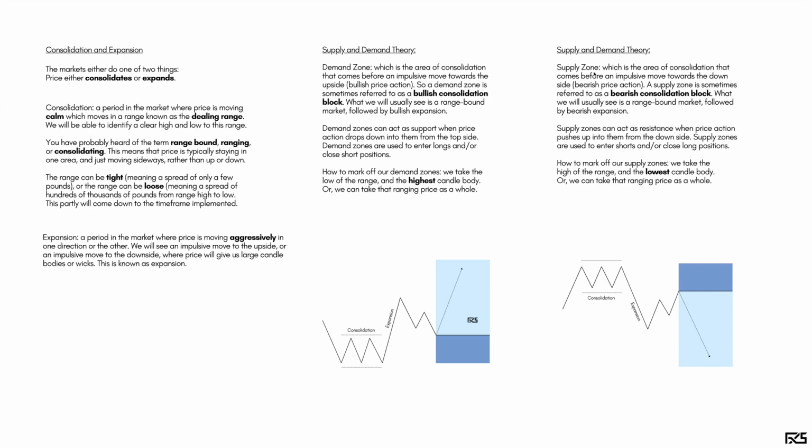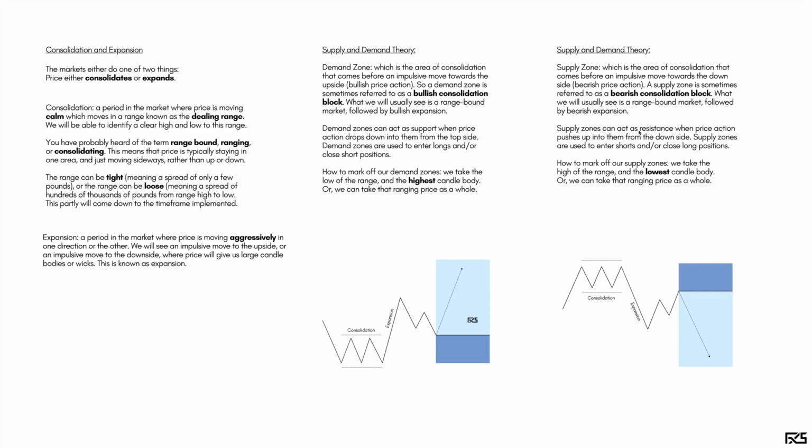So supply and demand, supply zones. Okay, this is an area of consolidation that comes before an impulsive move towards the downside, as you can see from this example, which would be bearish price action. So this is the bearish price action we would see, which breaks out of this consolidation phase. A supply zone is sometimes referred to as a bearish consolidation block. So what we will usually see is a range bound market followed by a bearish expansion. Range bound market, bearish expansion down, breaking out of this consolidation.